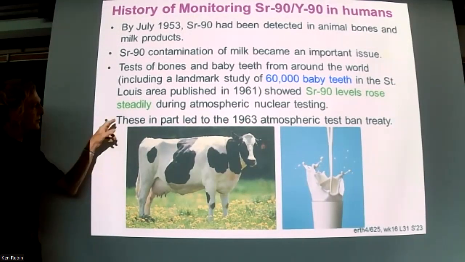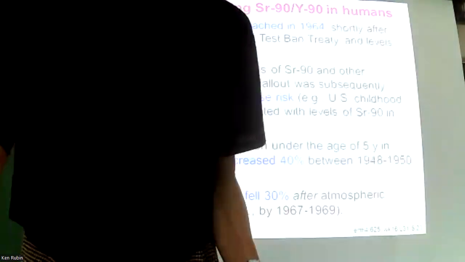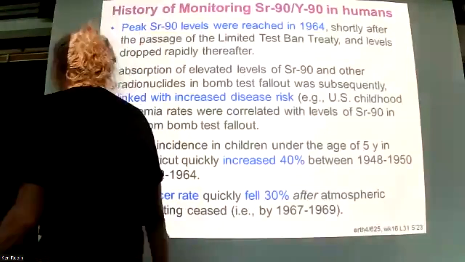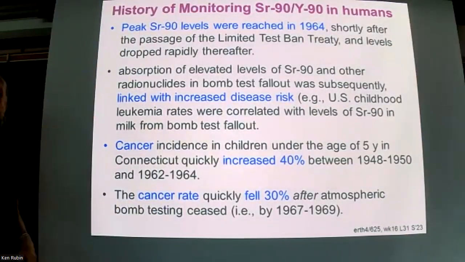So that's why that treaty was signed in the first place in 1963, I would say, or one of the reasons. So what we find is that there was this peak in strontium-90 levels that we see in the milk, we see it in the baby teeth, and we start to see a decline as soon as the above ground testing ceases from the United States and the former Soviet Union.